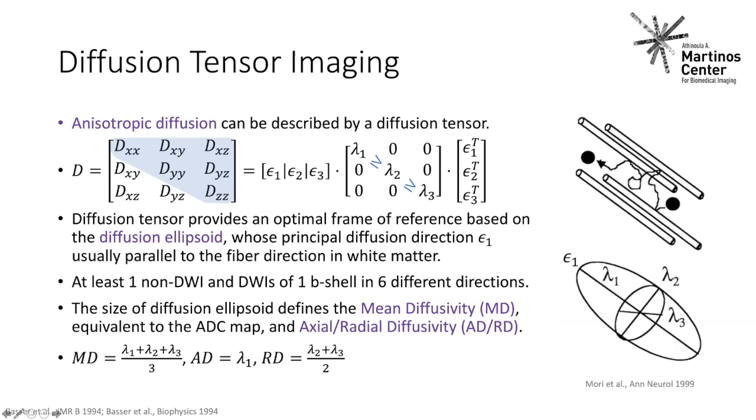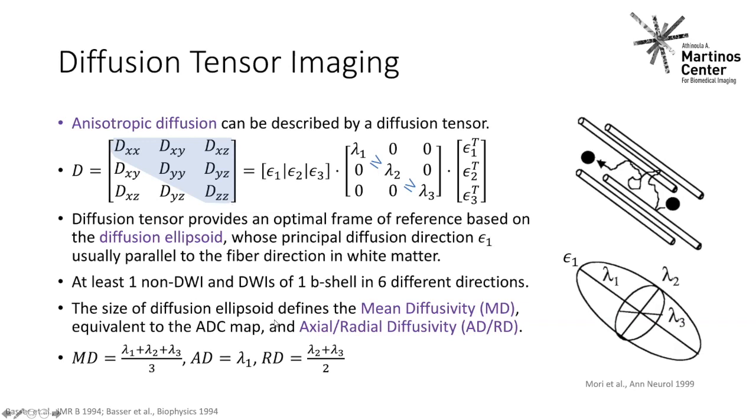So the diffusion tensor provides an optimal frame of reference based on the diffusion ellipsoid, whose principal direction, epsilon 1, is usually parallel to the fiber direction in white matter. And to fit the DTI to the data, we need to acquire at least one non-diffusion weighted image for S0 and DWIs of one b-value shell in 6 different directions. Why 6 different directions? Because there are 6 independent variables in the diffusion tensor.